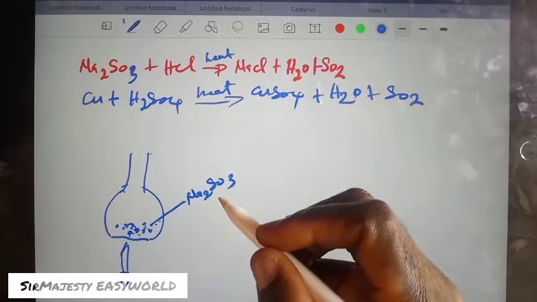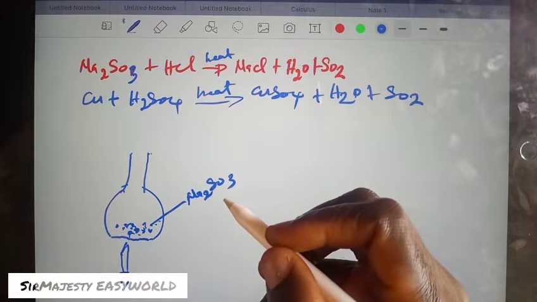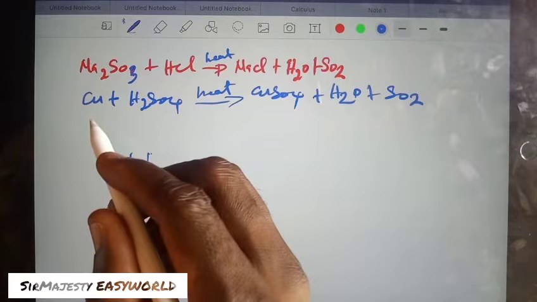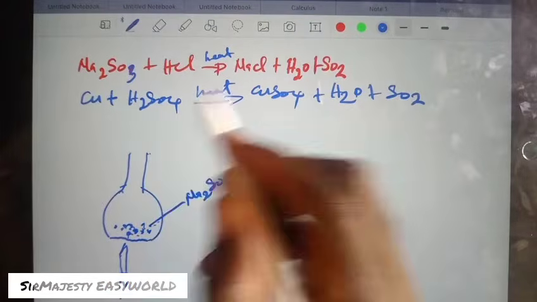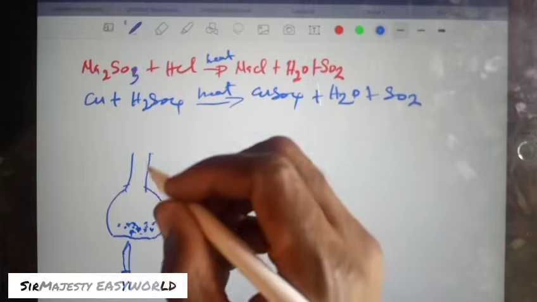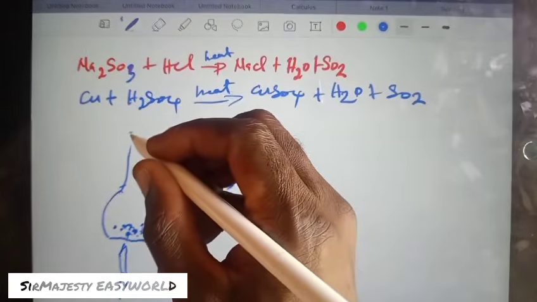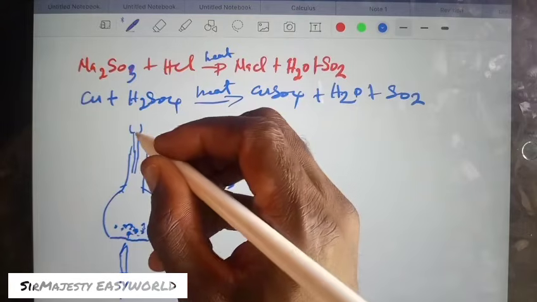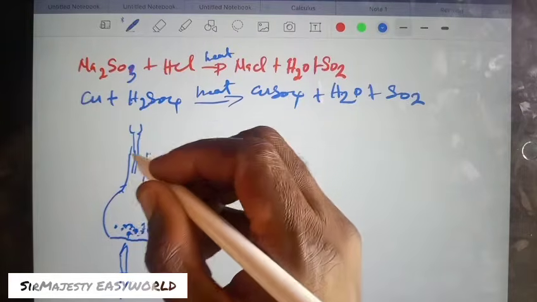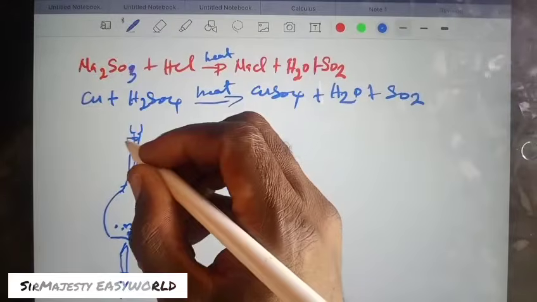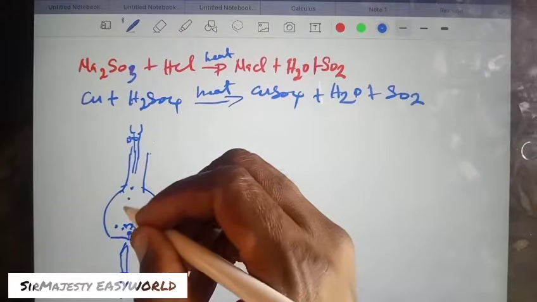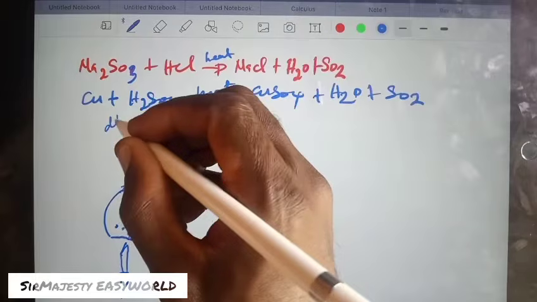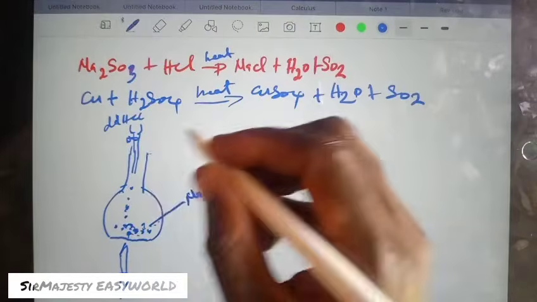Why? Because most of the sulfites in the lab are usually oxidized to sulfates, which will now give you SO3 gas instead of SO2 gas. That's why I prefer using copper with conc H2SO4. There will be easy oxidation there. Therefore, you have to show the liquid reactant, with a tap. Let's use HCl this time around. So what goes in here is dilute HCl, very important.